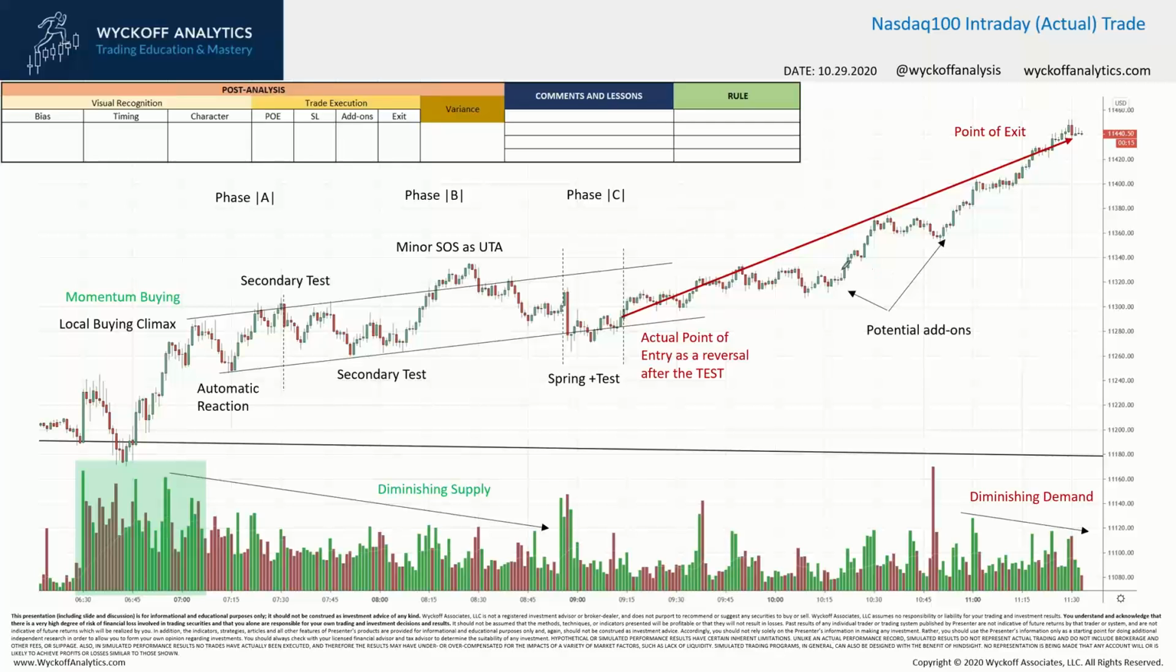Okay, well, let's go through the post analysis. So, Franz, what do you think? Bias? Yes. Timing? Timing, excellent. Character? Yes. Point of entry? Yes. Stop loss? Yes. Add-ons? I wasn't planning to have any add-ons, but I'm just showing where you could potentially have added to the position there. So I'm just going to mark it non-applicable here. Exit? I think it could have been improved by one bar, but it's pretty decent, so probably yes. Yeah, I would say yes too.